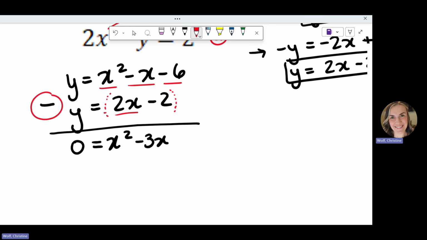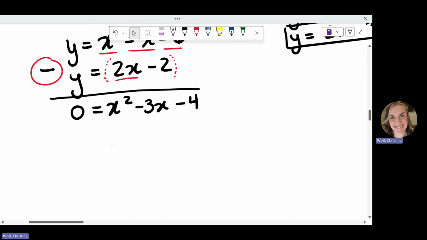Stop here, minus, and then a negative 2. So it's actually negative 6 plus 2. So you actually have minus 4. Okay, there's your nice new trinomial. You only have x left, which means you can hopefully solve for x.